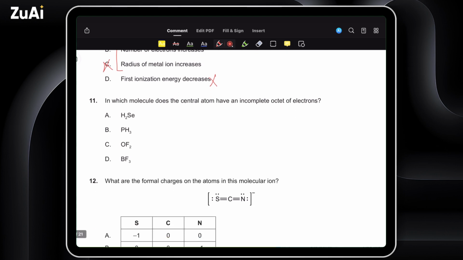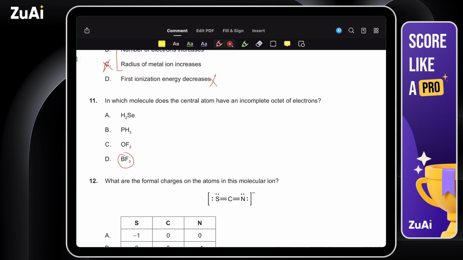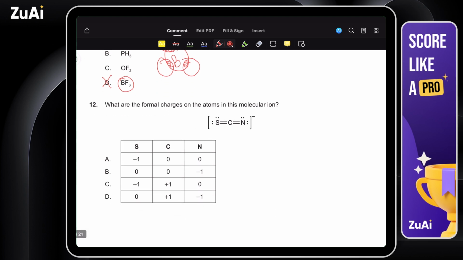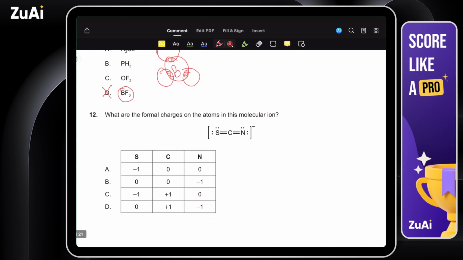In which molecule does the central atom have an incomplete octet? That's so easy. Boron trifluoride is the option. Why? Because boron has only 3 electrons in its outer shell and it shares all of its electrons with fluorine. So it still has 6 electrons around the boron. That's why it exists as an incomplete octet.